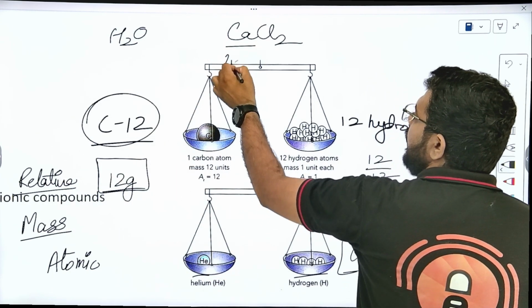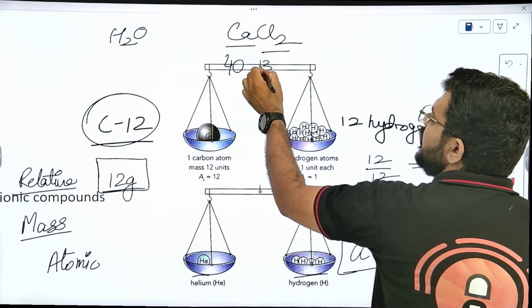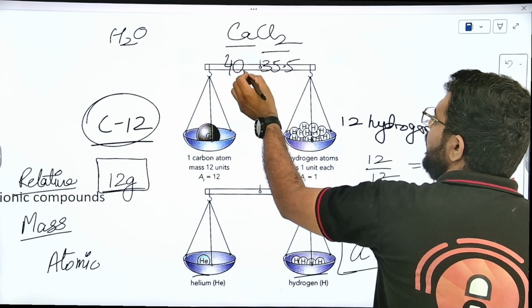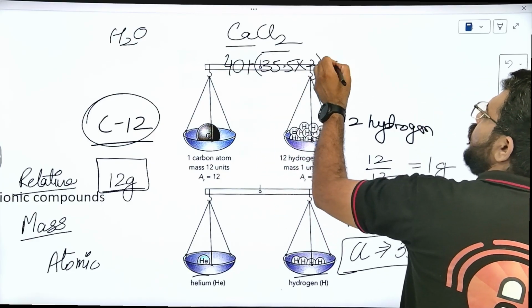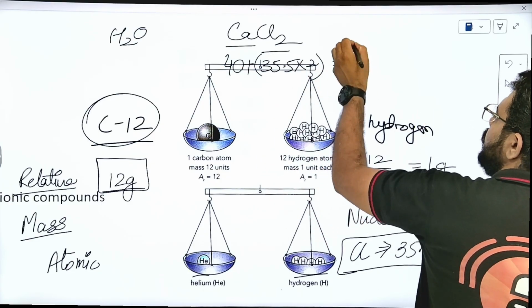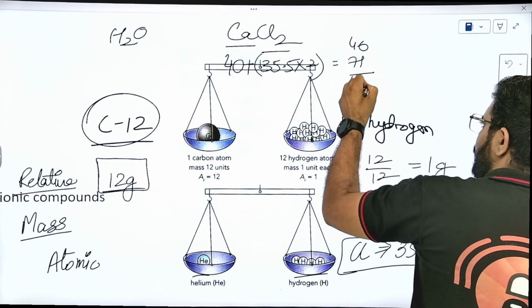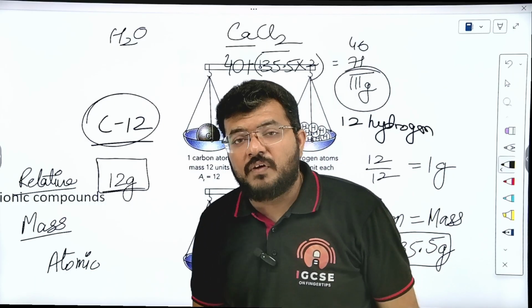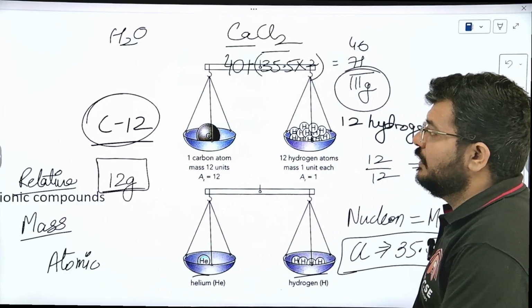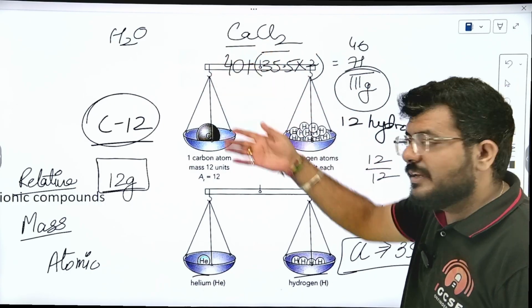Calcium has a relative mass of 40, chlorine has a relative mass of 35.5, and there are two of them, so I have 71 plus 40, which is equal to 111 gram. So calcium chloride has a mass of 111 gram. The formula mass is 111.